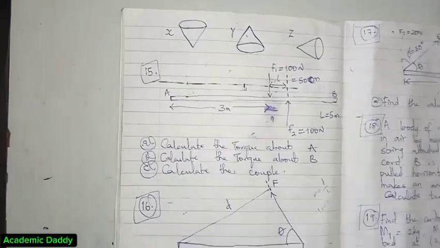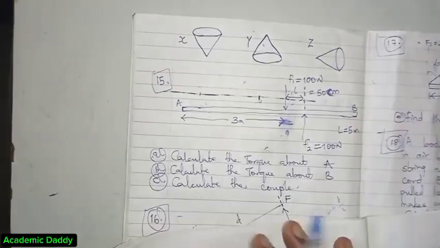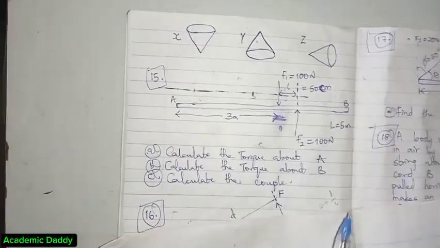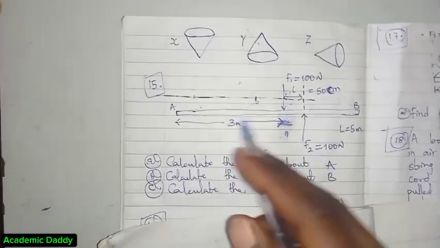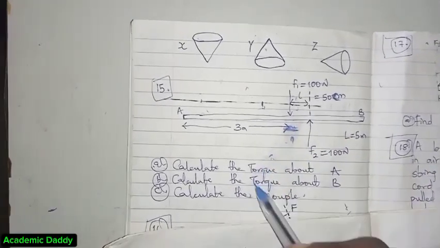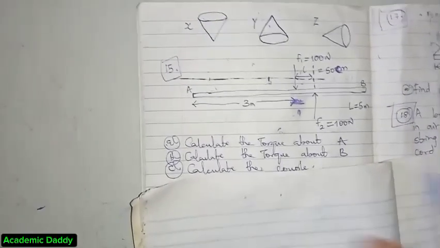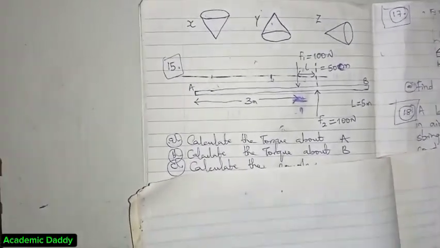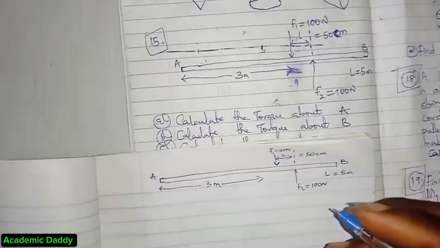Okay, let's now analyze this. They gave us this. Then they say we should calculate the torque about A, calculate the torque about B, and calculate the couple. Let me draw the free body diagram first. Okay, this is the free body diagram.